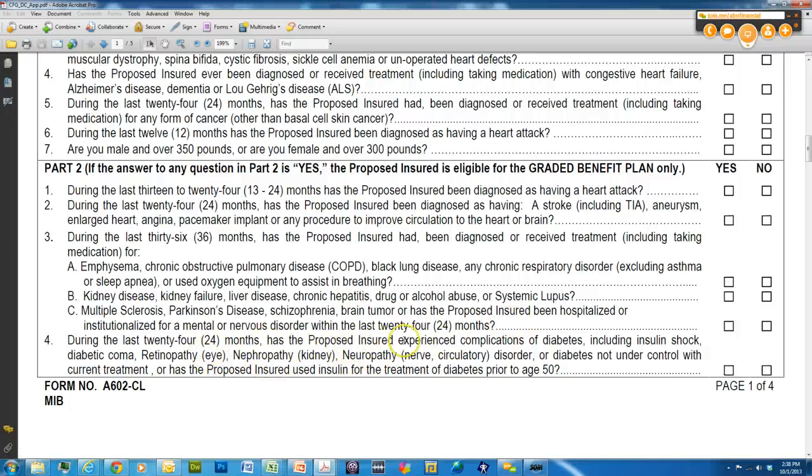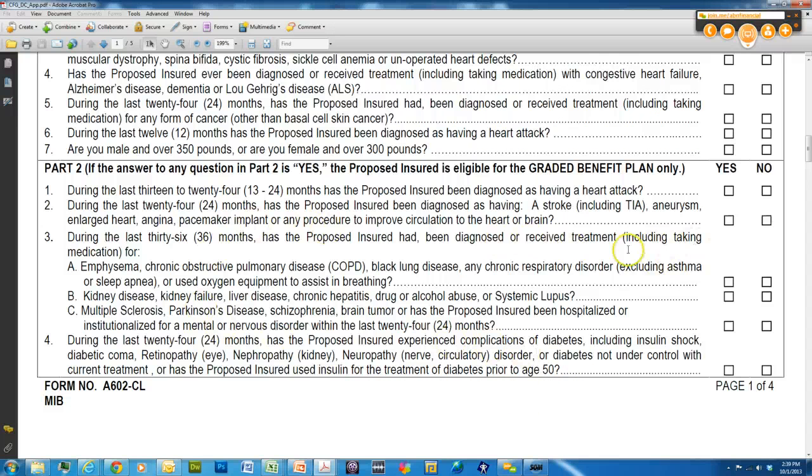During the last 24 months, has a proposed insured experienced complications of diabetes? Okay, so it's not diabetes per se, but any complications resulting from diabetes, including insulin shock, diabetic coma, retinopathy, which is problems with your eyes, nephropathy, problems with kidneys, neuropathy, problems with your nerves, or circulatory disorder, or diabetes not under control with current treatment, or has the proposed insured used insulin for treatment of diabetes prior to the age of 50. So 50 is kind of a magic number for that.